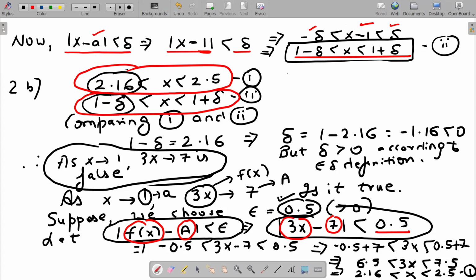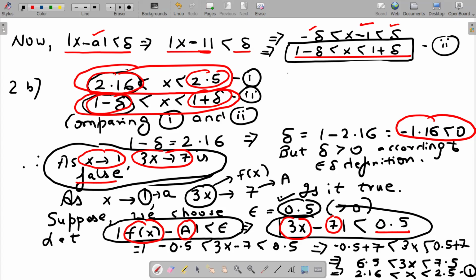When I compare 1 and 2, I get 2.16 equal to 1 minus delta and 2.5 equal to 1 plus delta. So when I solve this further, I see that my delta is coming out as negative, which is not possible because according to the epsilon delta definition, delta should be a positive number. Because the definition is violated, we say that the statement as x tends to 1, 3x tends to 7 is a false statement. So hoping all students have understood this.